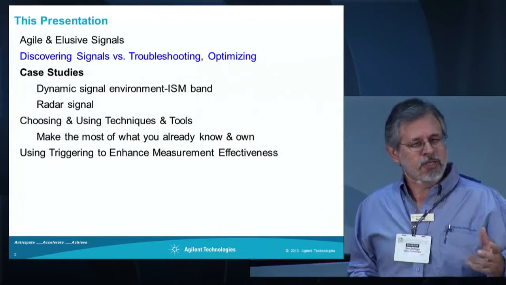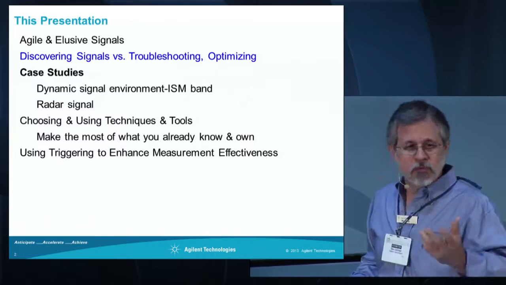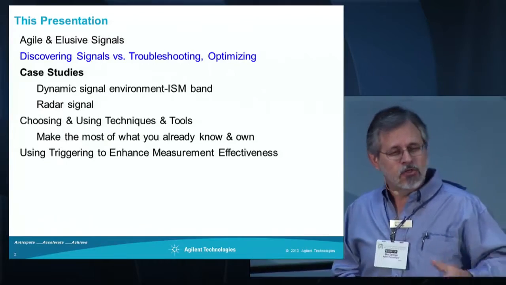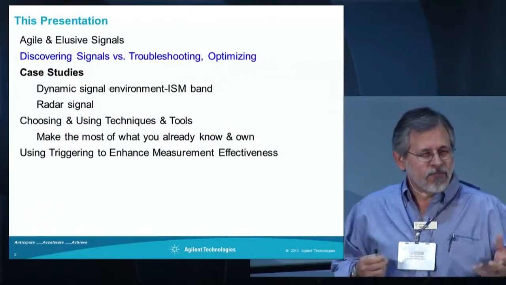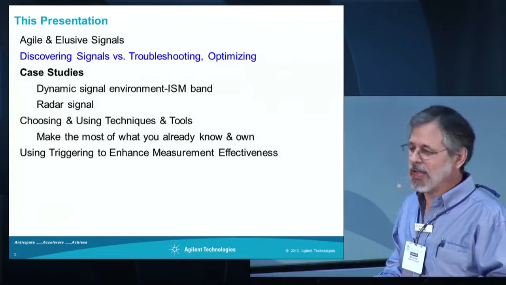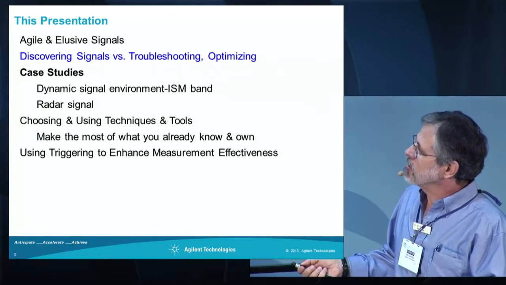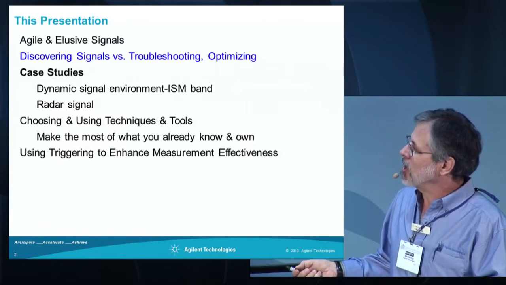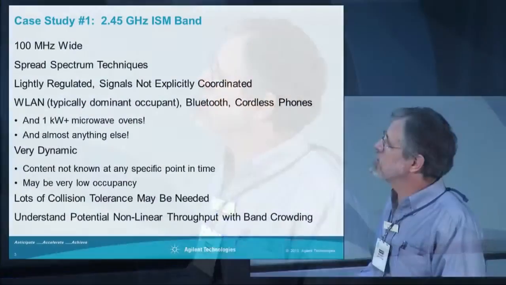And in terms of measuring these signals productively, one of the things I'm going to pivot around is the idea of discovering signals versus troubleshooting and optimizing. The optimum tools are often a little bit different that way, and so I'll show examples of both of those here today using two case studies that I think fairly represent a lot of the challenges in measuring Agile and Elusive signals. So one of the measurement case studies is going to be the ISM band at 2.4 gigahertz, and another one is going to be a scanning radar signal. We'll talk a little bit about the different techniques and tools, a little about the architecture and the advantages and disadvantages of these things. So first, let's get right to the 2.5 gigahertz ISM band.